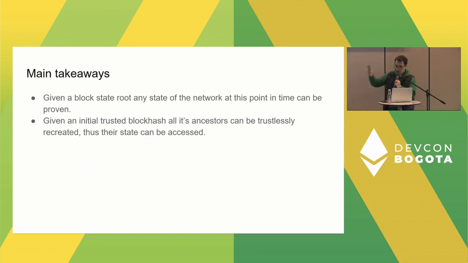Cool. So to sum up the background, the main takeaways: given the block state root, you can recreate any state for this specific block on this network. And given an initial trusted block hash, you can essentially recreate all the previous headers, which is pretty cool and important to get the ideas that I will explain pretty soon.